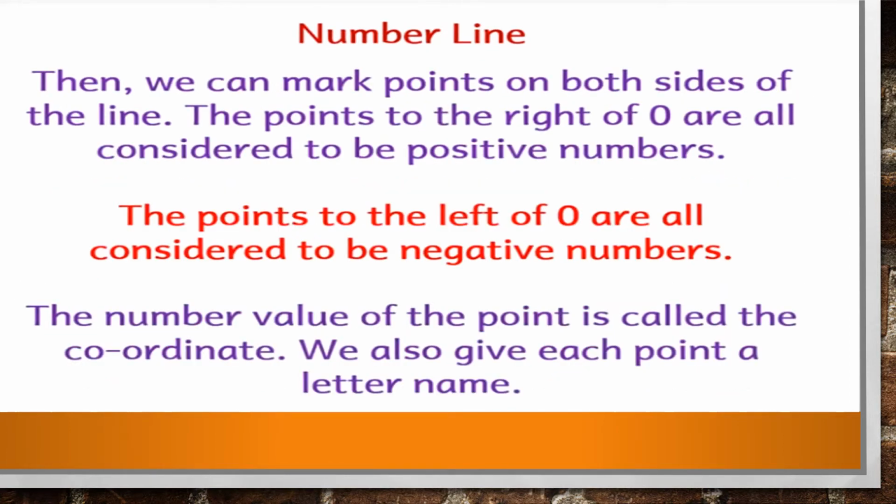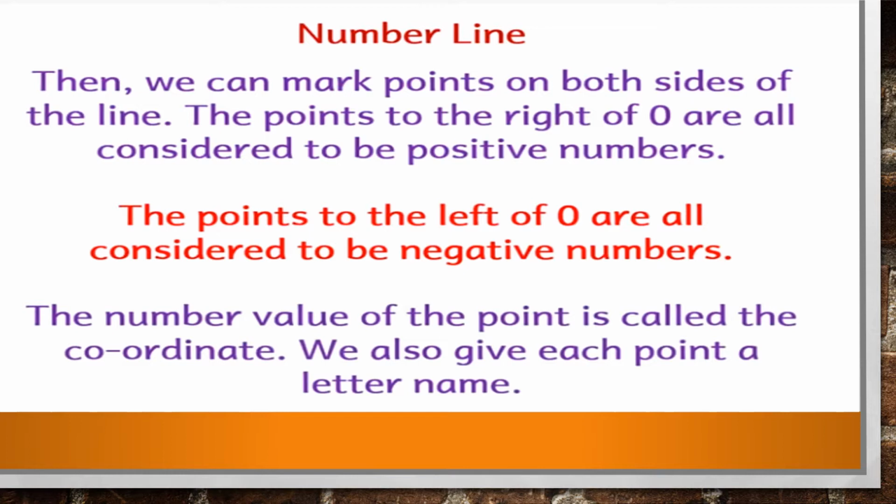Then we can mark points on both sides of the line. The points to the right of 0 are all considered to be positive numbers. The points to the left of 0 are all considered to be the negative numbers. The number value of the point is called the coordinate. We also gave each point a letter name. Okay, so there are 3 points that we have discussed here.